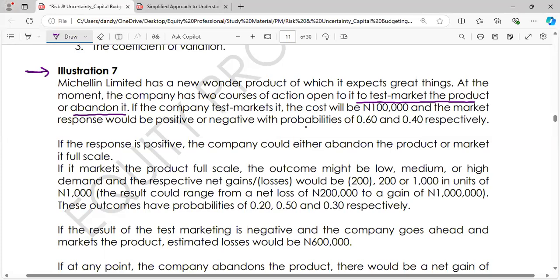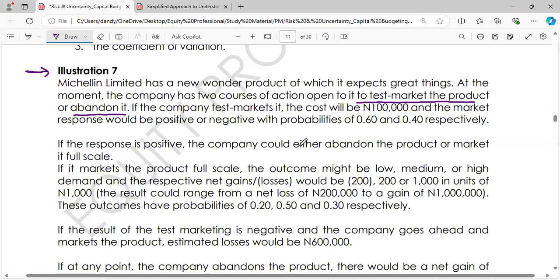If the response is positive, the company could either abandon the product or market it full scale. If it markets the product full scale, the outcome might be low, medium, or high demand, and the respective net gains or losses would be negative 200, 200, or 1,000 in units of 1,000 naira. The result could range from a net loss of 200,000 to a gain of 1 million. These outcomes have probabilities of 0.20, 0.50, and 0.30 respectively.